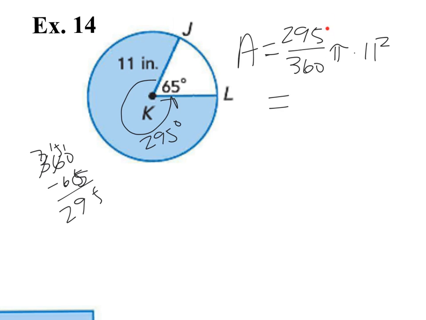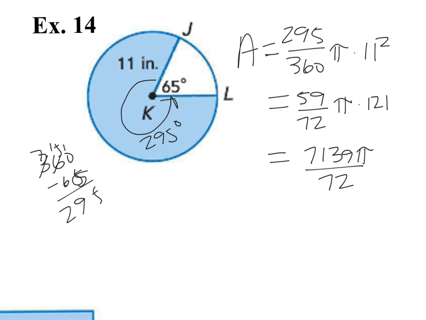And this numerator and denominator have a common factor of 5, so if we divide that out, we would get 59 over 72 times pi times 121. So we can multiply 59 times 121, and we're going to get 7,139 pi all over 72. Not a very pretty answer, but let's not forget our units. We're measuring in inches. This is an area problem, so that will be in inches squared.